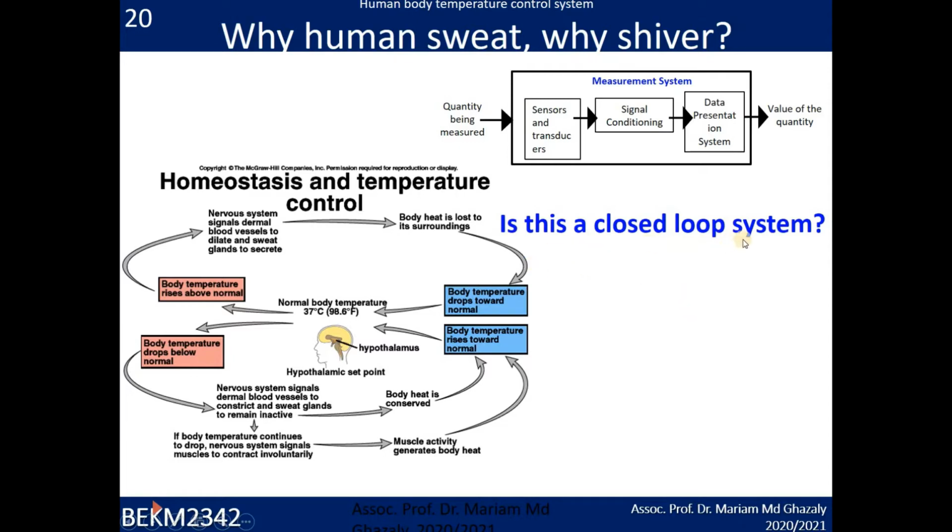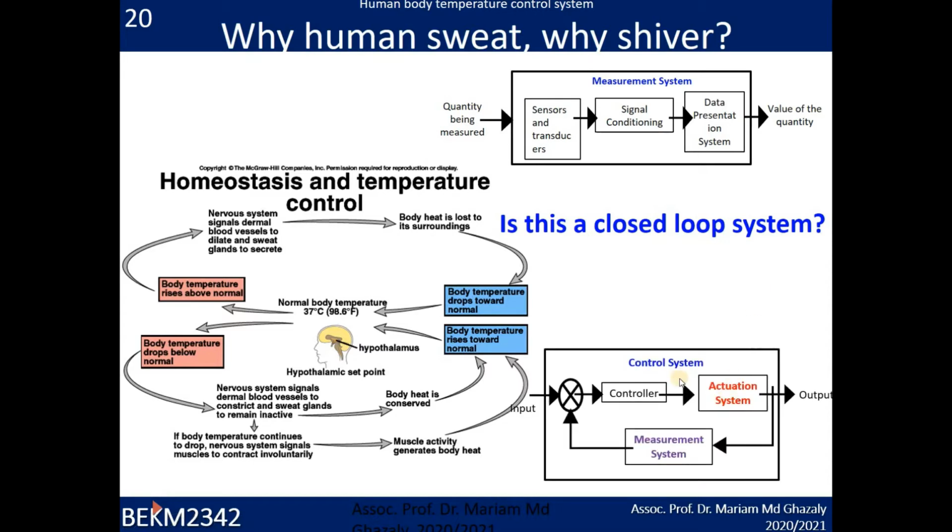Okay, so is this a closed loop system? Yes, as I mentioned, it's a closed loop system. We have the actuator system. If it's cold, we add on layers of clothes so that we keep our heat. The measurement system is our skin itself, so we detect that it's cool and wear additional clothes, or if it's too hot, we wear thinner clothes. The control is that our brain will detect and regulate the temperature. Our body itself will try to regulate to the normal temperature.